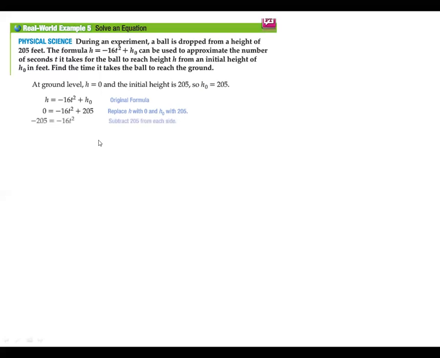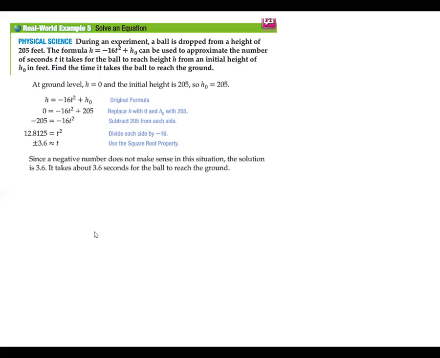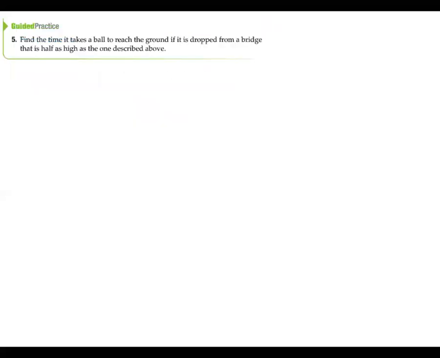So subtract 205 from both sides, then divide by 16, and then take the square root of each side. It's plus or minus 3.6. Now, since this problem is talking about time, time can't be negative, so the answer is about 3.6 seconds for the ball to reach the ground. All right, here's one for you to try. Go ahead and pause the video.